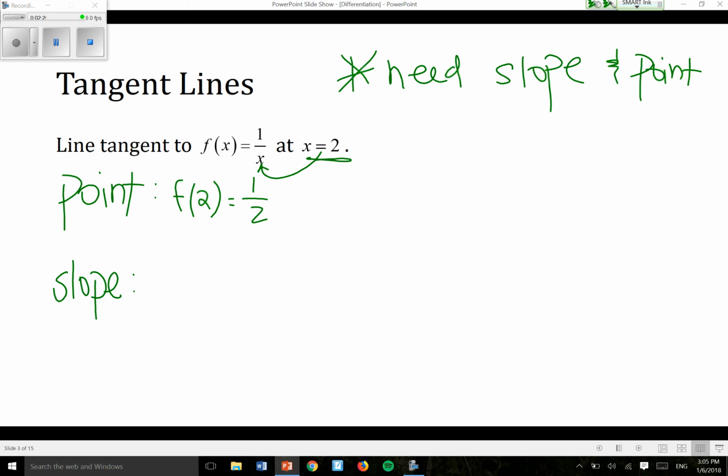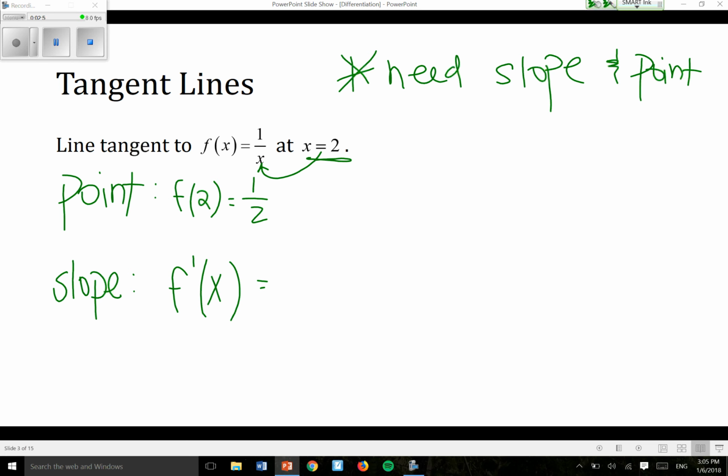We don't have a slope function yet. We just have our original function, but what we're looking for is the slope at any point on that function. And as you remember from yesterday, finding slope at a point is the same thing as differentiating. So what we need to do is find not our original function, but our derivative function.